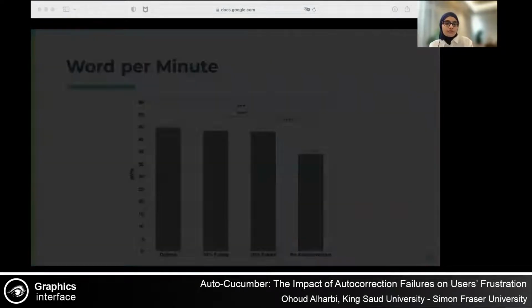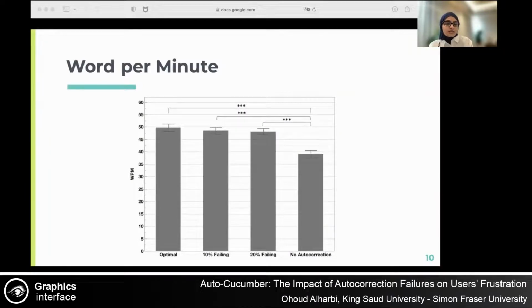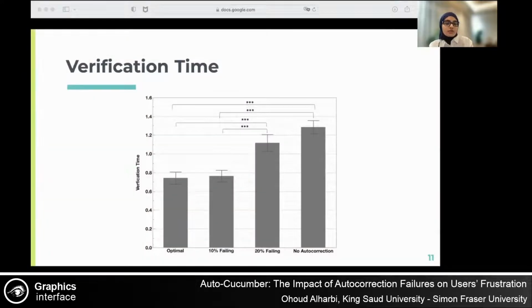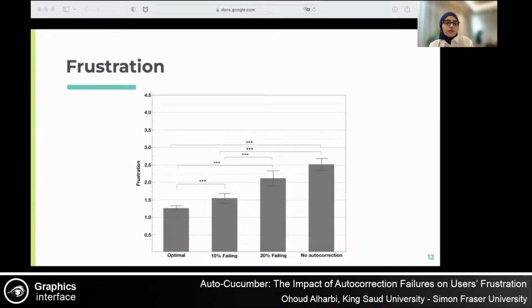So the result? In terms of words per minute, we observed a significant effect on text entry speed with medium effect size, with optimal being the fastest option, as you see in the figure. Optimal and 10% autocorrection required significantly less verification time, which is the time to verify the phrase before submitting it. We observe a significant effect on frustration across conditions with a large effect size. Optimal stood out by being the least frustrating, as you see in the figure.